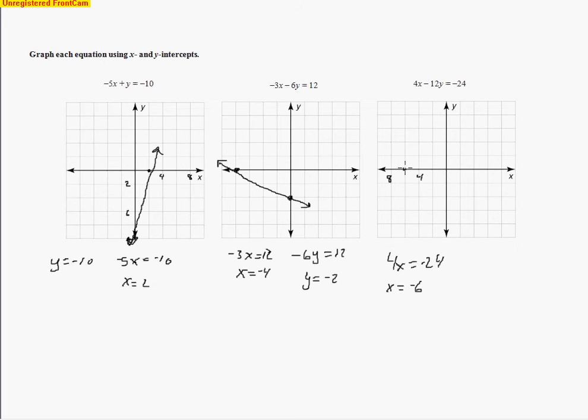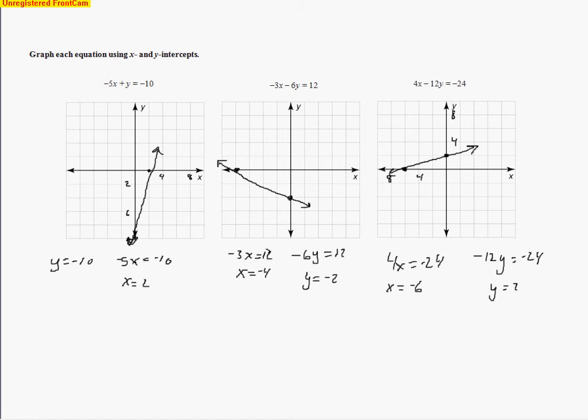So I'm going to put negative 6 right there. I'll go by 2's in this direction as well. So I'll call this 4, 6, 8 right here. And so my y-intercept, I cover up the x term. And so I'm left with negative 12y equals negative 24. So I divide by negative 12, y is 2. So I'm just going up 2 spaces and then drawing the line between those points.